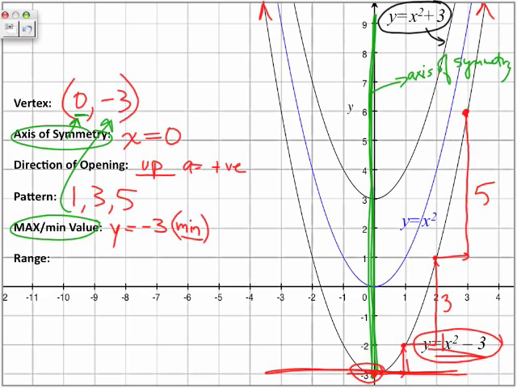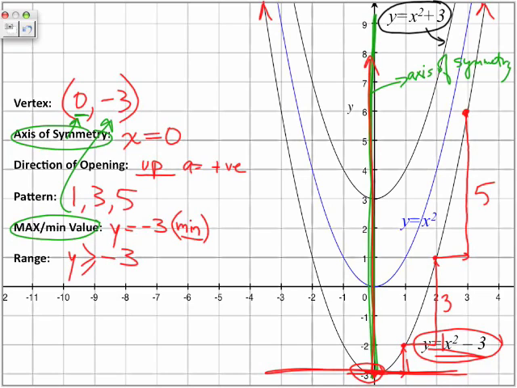of our vertex. And finally, our range. If -3 is the lowest number, let's think about what numbers can be included. The value for y can be anything up this way. It cannot be anything below that. So in terms of the range for this parabola, y can be any number that is greater than or equal to -3.